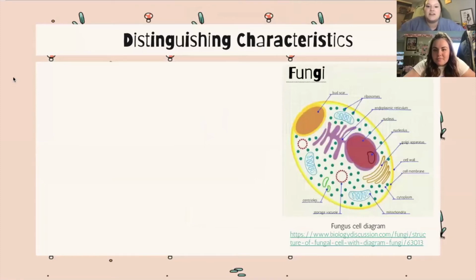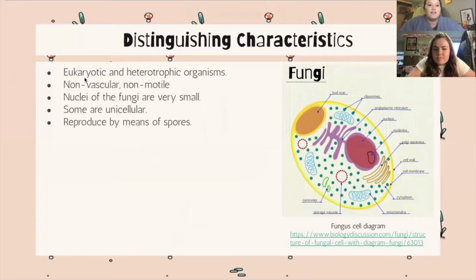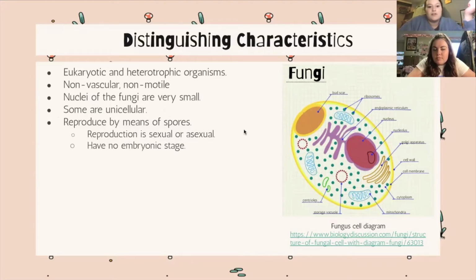The distinguishing characteristics of fungi are they're eukaryotic and heterotrophic organisms. They're non-vascular and non-motile, which means they can't move. Nuclei of the fungi are very small. Some are unicellular and some are multicellular. They reproduce by means of spores, and the reproduction is sexual or asexual depending on the specific type of fungi, and they have no embryonic stage.